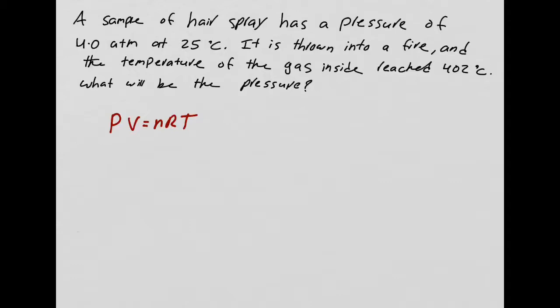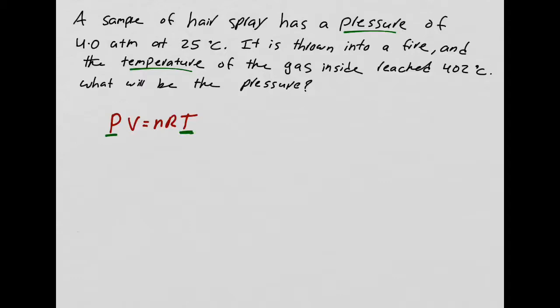So PV and RT. Is this a changing problem or straight up PV and RT? Tell me the answer, even though I can't hear you guys. This is a changing problem. Exactly. What is changing? Pressure is changing, and what else? Temperature is changing, right? The temperature went from 25 to 402, and I ask you what happens to the pressure. So the pressure and the temperature are changing.